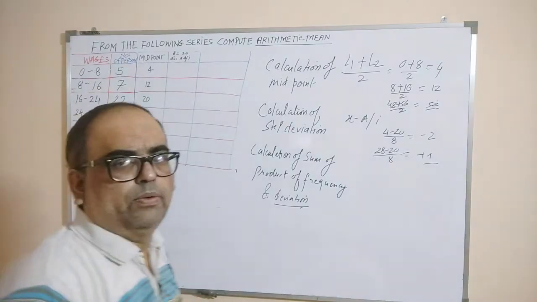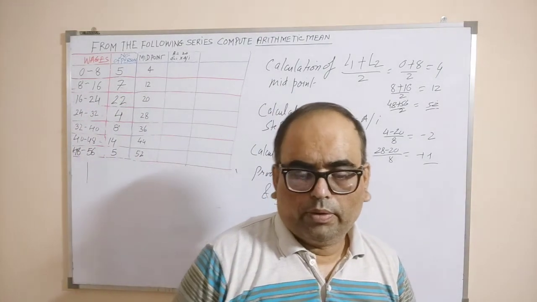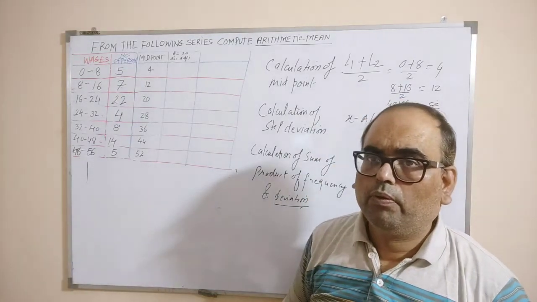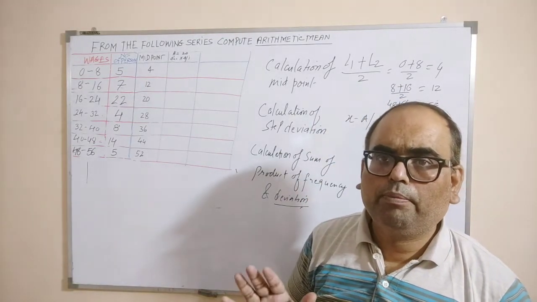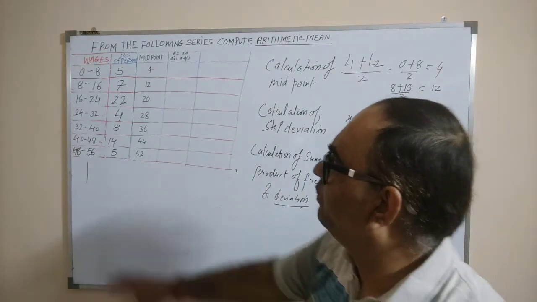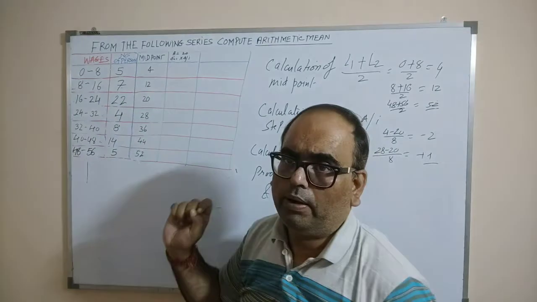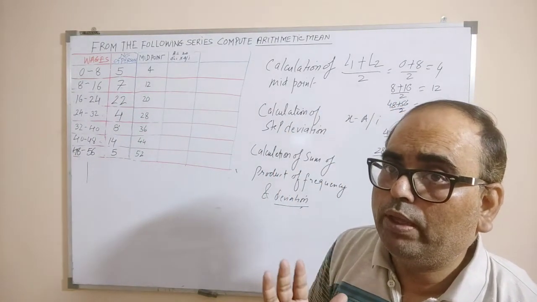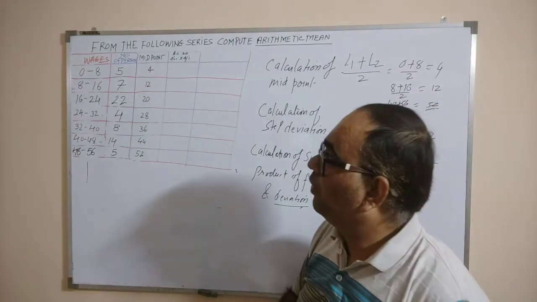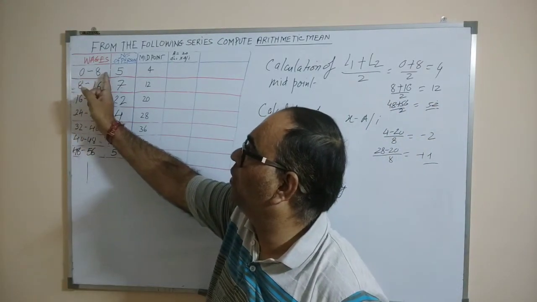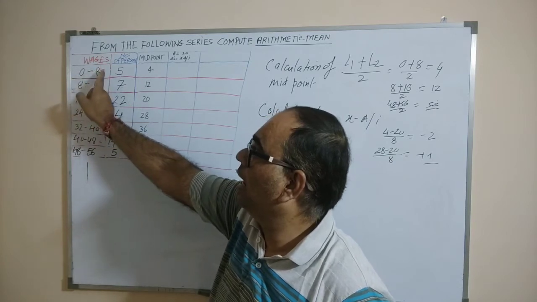Before starting any calculation, in case of continuous series, when we are calculating mean or median or mode, the first step is to calculate the midpoint. How are we going to calculate the midpoint? We are going to calculate it with the help of L1 and L2. L1 is the lower limit, L2 is the upper limit.